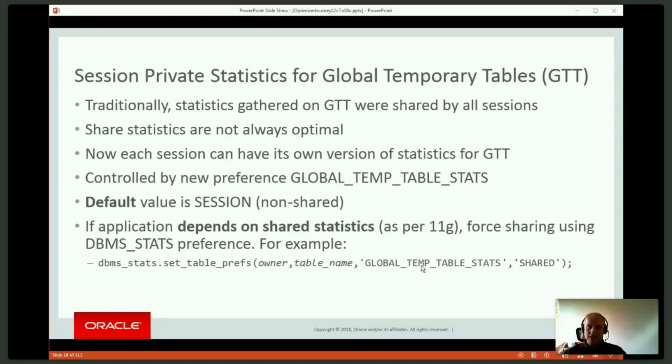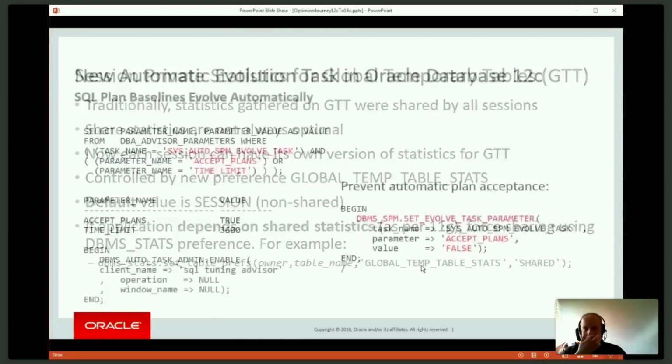They didn't see that this was a big difference. They weren't aware that those statistics gathered at the beginning of the batch, for example, weren't being seen downstream by other batch jobs. So it's important to be aware that that difference has happened.